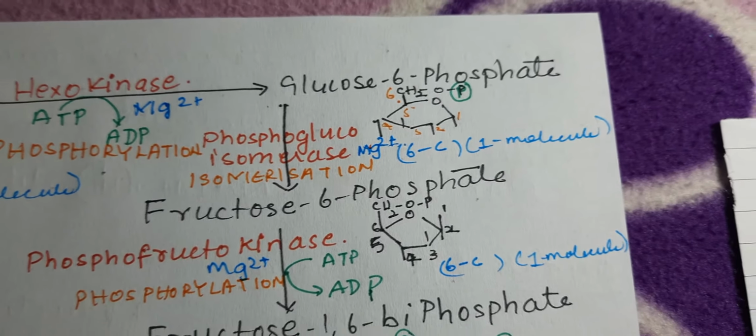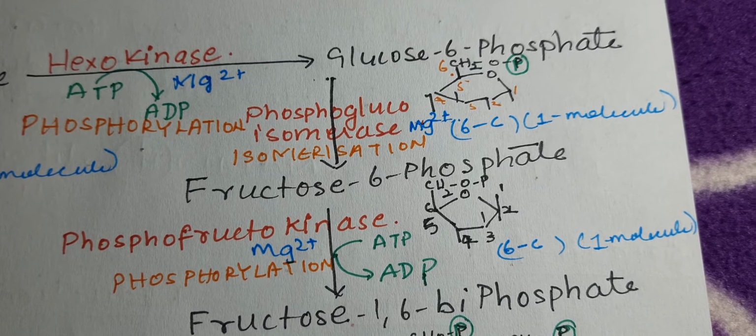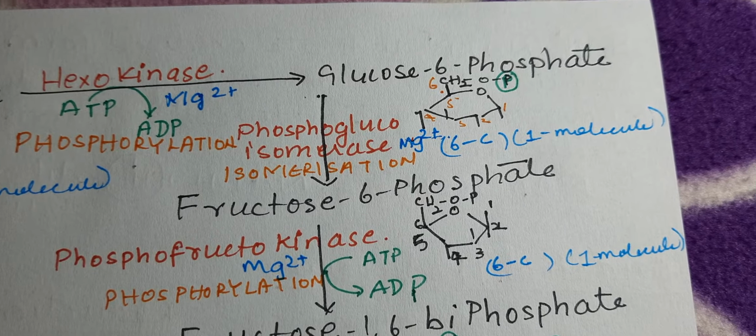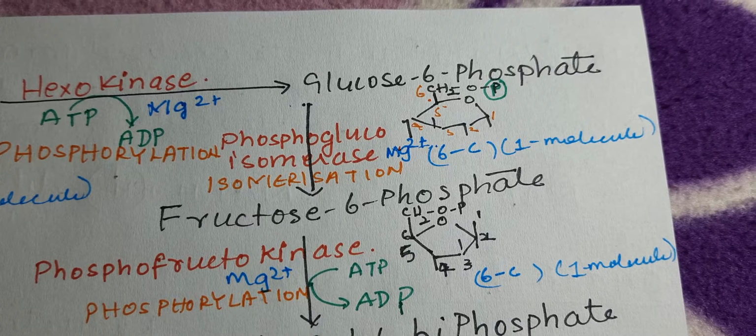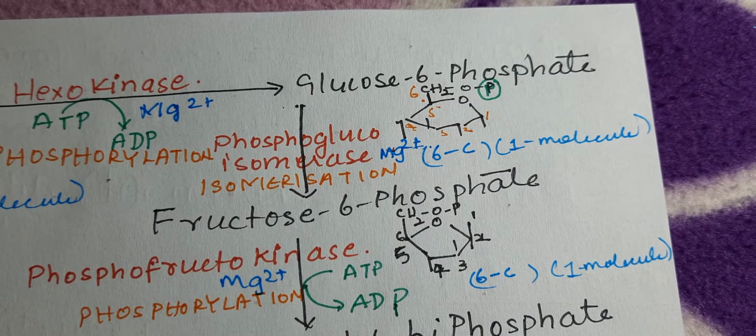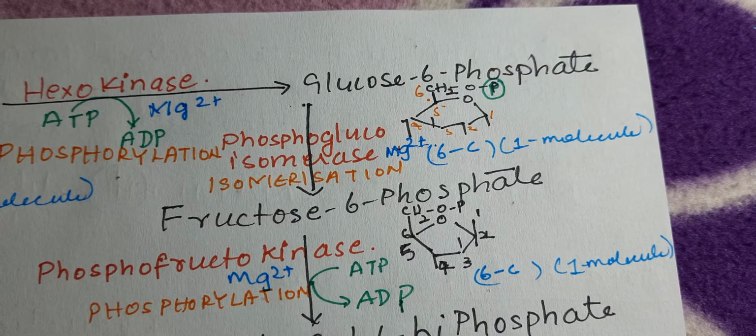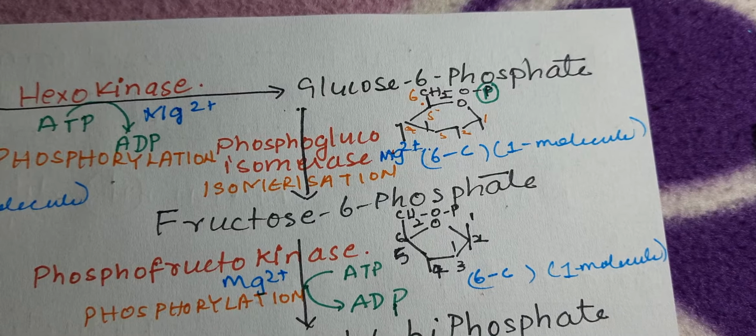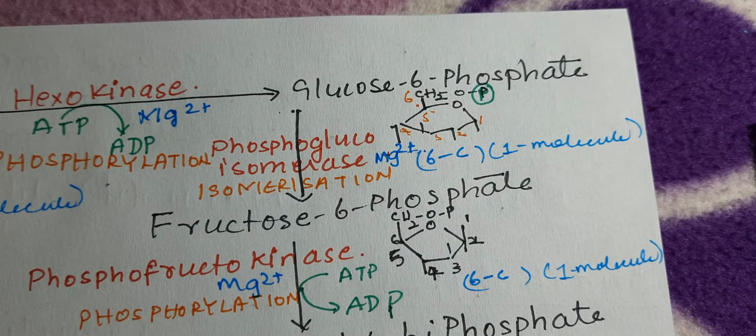The glucose 6-phosphate is next converted into fructose 6-phosphate. Here simple isomerization takes place, as glucose and fructose are isomers of each other. So this is catalyzed by the enzyme phosphoglucoisomerase. Then fructose 6-phosphate is converted into fructose 1,6-bisphosphate.